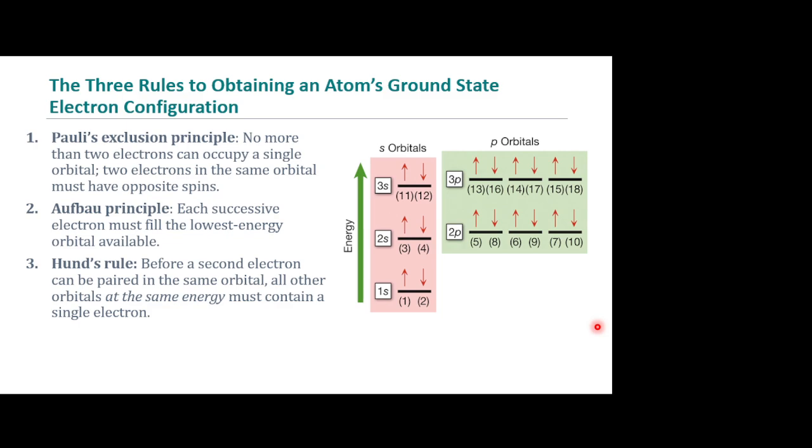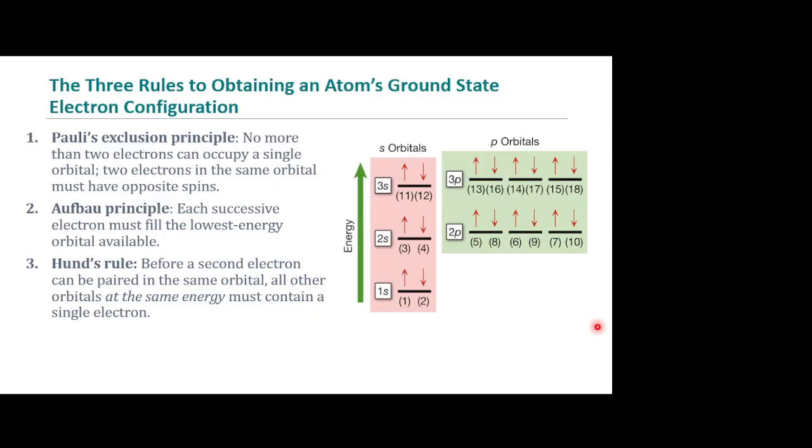So, Aufbau principle. Each successive electron must fill the lowest energy orbital available. So fill them in the lowest ones first and work your way up, okay? This is actually incredibly important, especially for next semester. We'll do some stuff with nodes and orbitals, and this will become incredibly important, okay? And you'll forget it, and then it'll be one of those things.